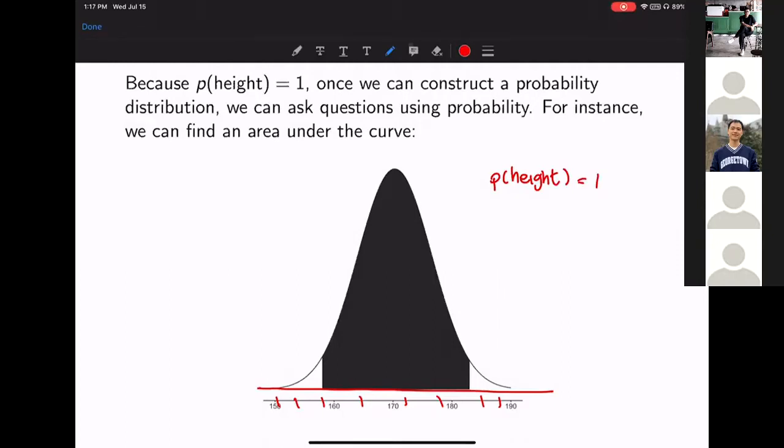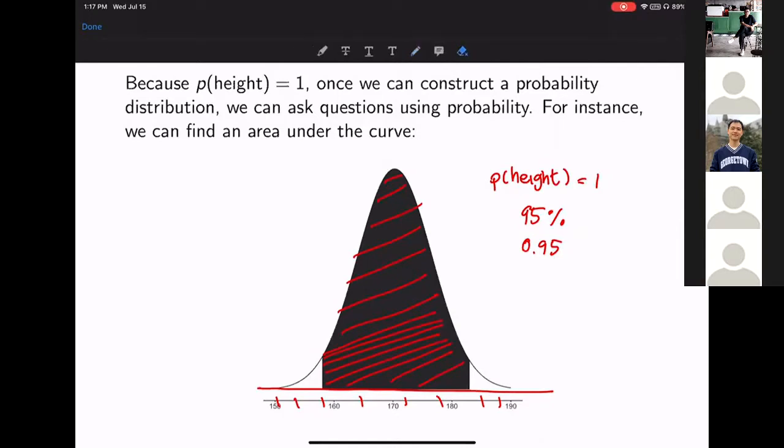we can figure out, right here, what's the area in this shaded region? How much is the area in this region, right? You can find ways to calculate that, and I have done that for you. And this one takes about 95%. You can figure out an area under the curve, and this is about 95%. So this region accounts for 0.95 out of 1.